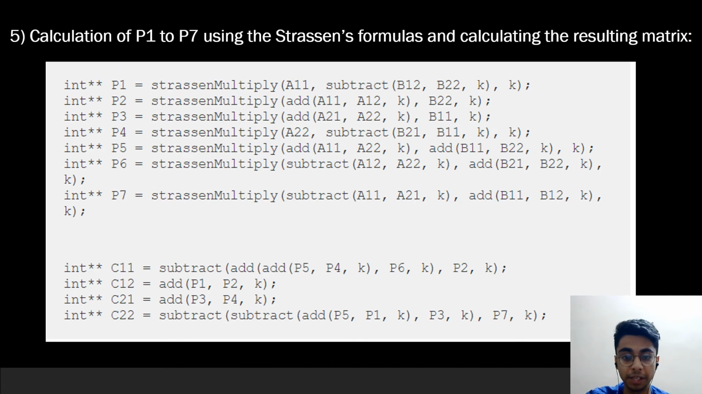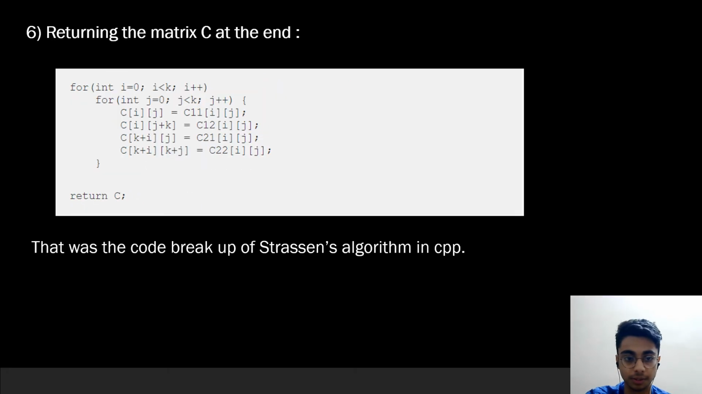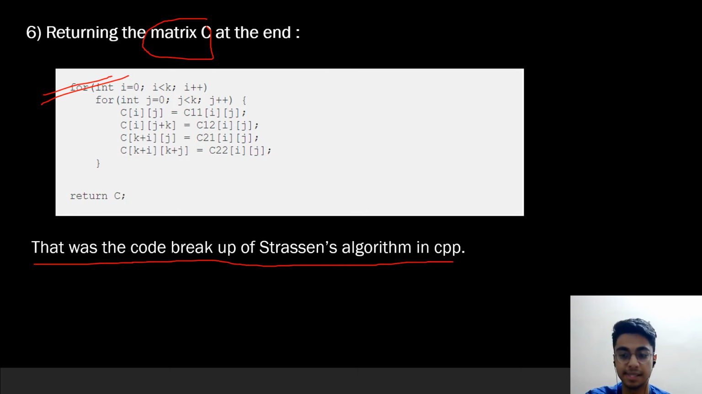Now calculating P1 to P7 as we saw earlier. So these are basically the formulas that Strassen came up with to reduce the time complexity, and these are the formulas that he used. And now at the end, after formulating, we just have to return the resultant matrix C. And that was the code breakup of Strassen's algorithm in C++.